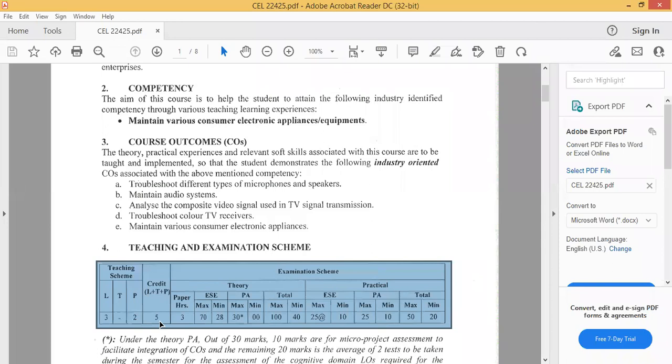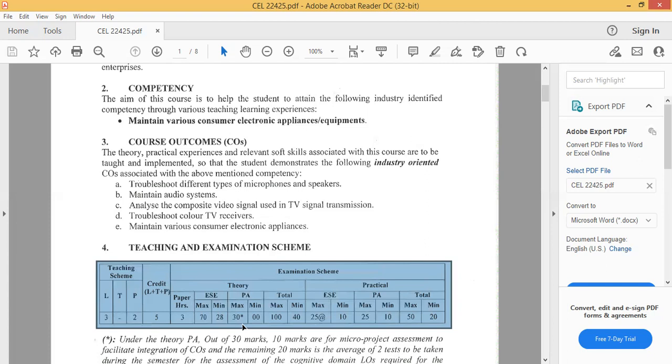The end semester exam of theory will be for 70 marks. Out of that, 28 marks minimum is required. Then theory PA is for 30 marks. Now you are in the 4th semester, so you know that these 30 marks are divided into 2 parts again: the micro project and the class tests. Class test 1, class test 2.